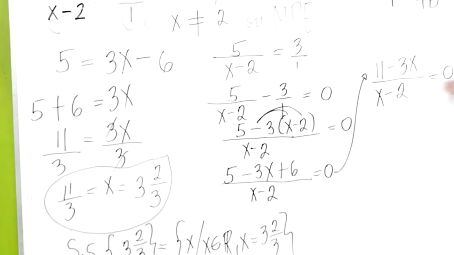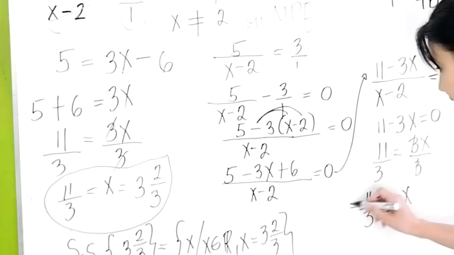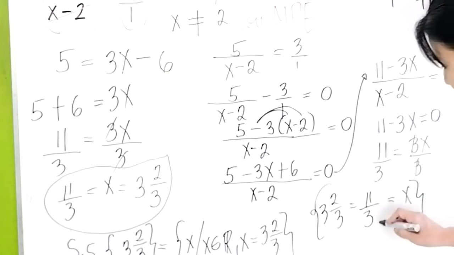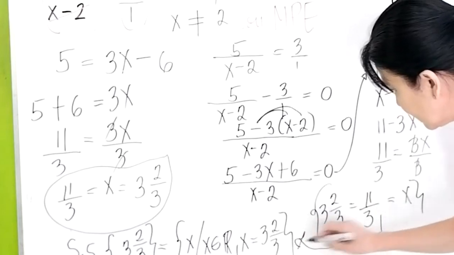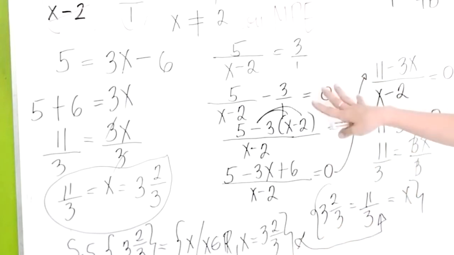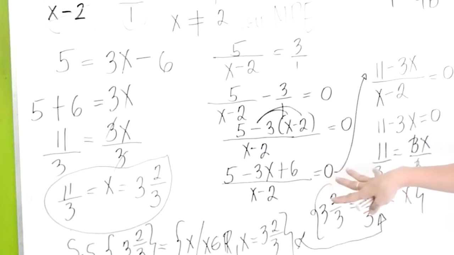So if a over b equals 0, then a has to be 0. So the numerator 11 minus 3x is 0. Transpose 3x to the other side. So now divide both sides by 3. x is equal to 11 over 3 or 3 and 2/3. Then you see that this is the same answer as this one. Then you write your answer as this one. So you can now choose whether you do it this way or this way. You'll get the same answer after all.